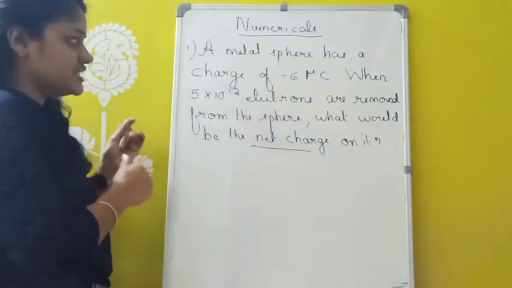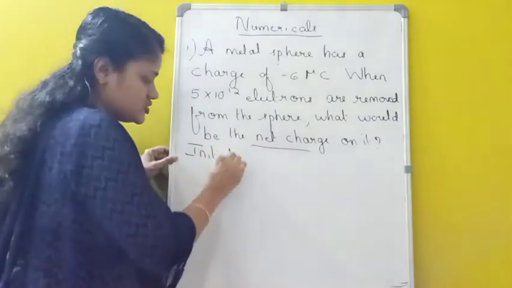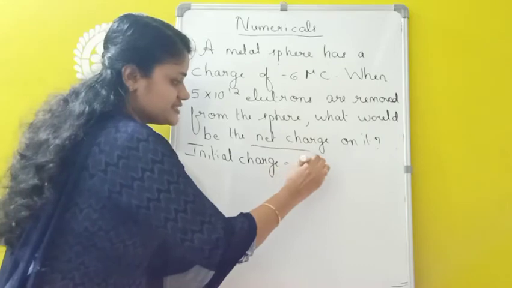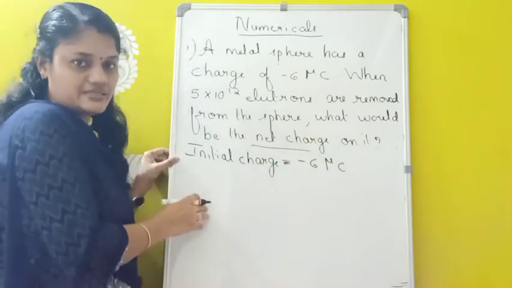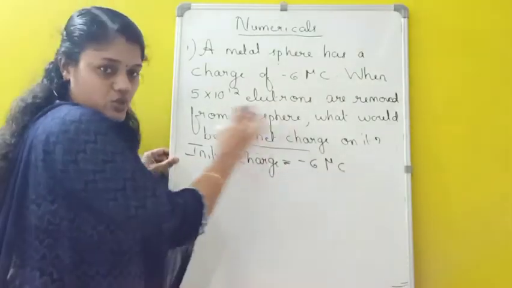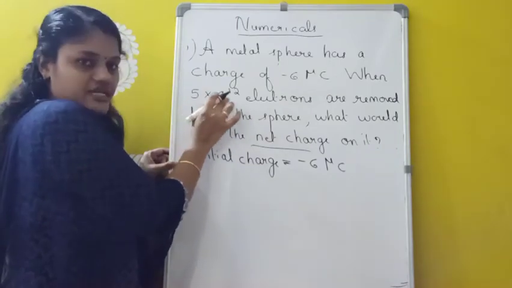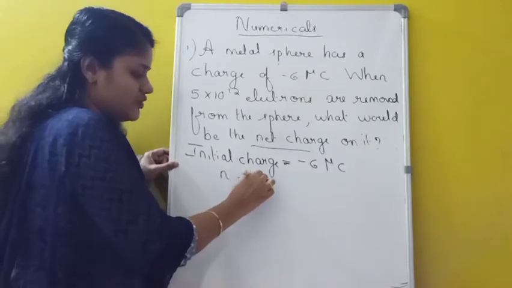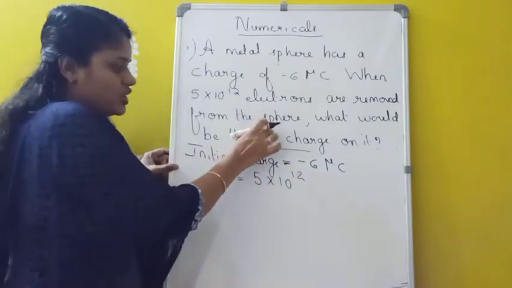Okay. So what is the initial charge of the sphere? So initial charge of the sphere is given as minus 6 microcoulomb. So microcoulomb means into 10 raised to minus 6. So I am putting like this setup now. So initial charge is minus 6 microcoulomb. Now how many electrons we are removing from here? 5 into 10 raised to 12. That means number of electrons removing I am taking is n. n equals 5 into 10 raised to 12.